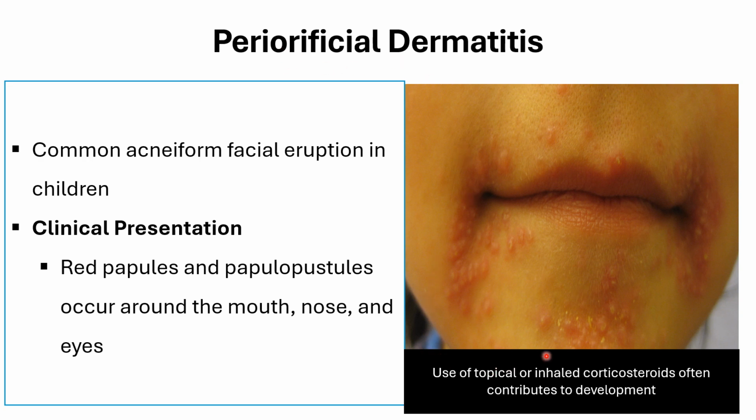Topical or inhaled steroids often contribute to development of this type of rash. You can see it in children that are using an aerochamber with inhaled steroids for asthma. Also, if parents see a rash around the mouth and they apply hydrocortisone or steroids, it is not recommended to apply hydrocortisone around the mouth. It will cause this type of rash.